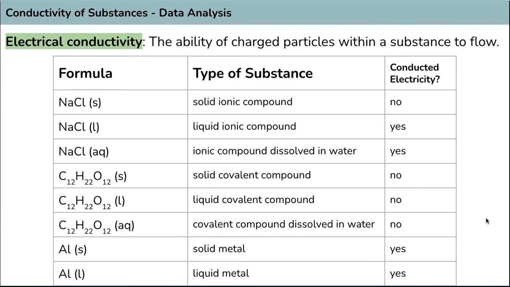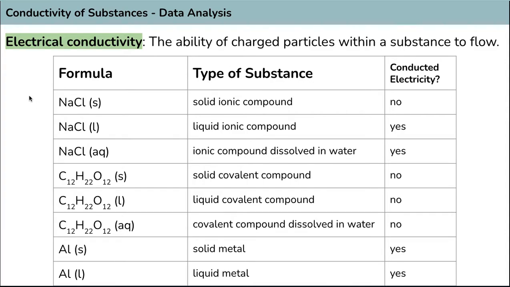In this video, we will take a look at the conductivity of different substances through the lens of our Conductivity of Matter lab. So we'll start just with a quick review of what electrical conductivity is. And in this class, we are saying that electrical conductivity is the ability of charged particles within a substance to flow. So we'll be using three substances today.